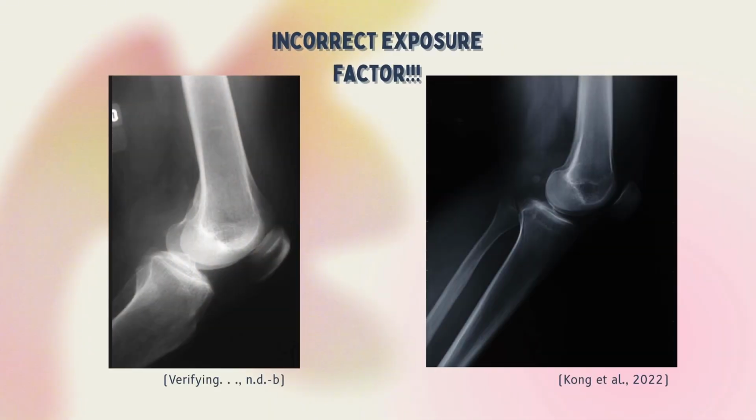Here is an example of a radiograph of the lateral knee projection with incorrect exposure factor. This is because, in both images, the bony cortical outline and the bony trabeculae pattern of the patella are not visualized.